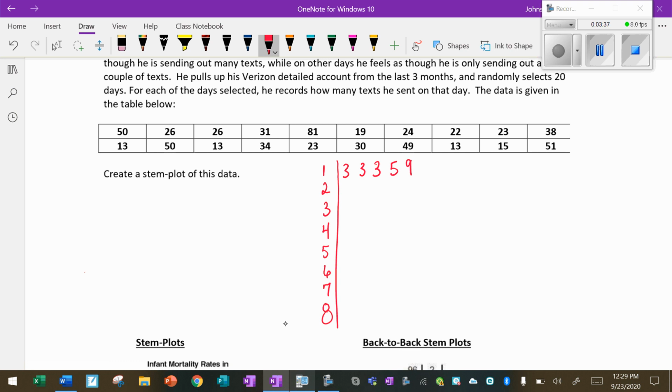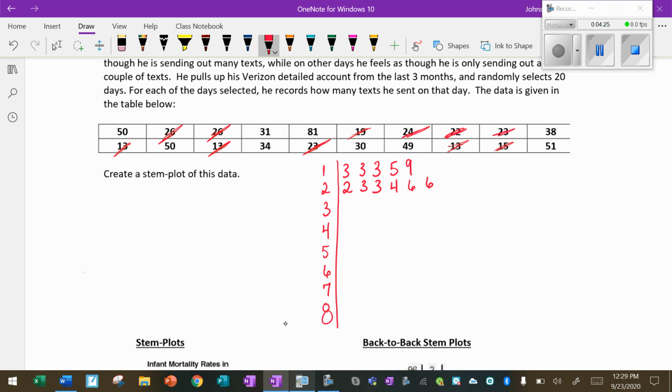Now, kind of like a dot plot, we want to keep our spacing relatively even from one column to the next. So we've used the 19, the 13s, and the 15. Now we have 22, 23, 23, keeping everything lined up. Then 24, 26, 26. So we used the two 26s, two 23s, a 22, and a 24.